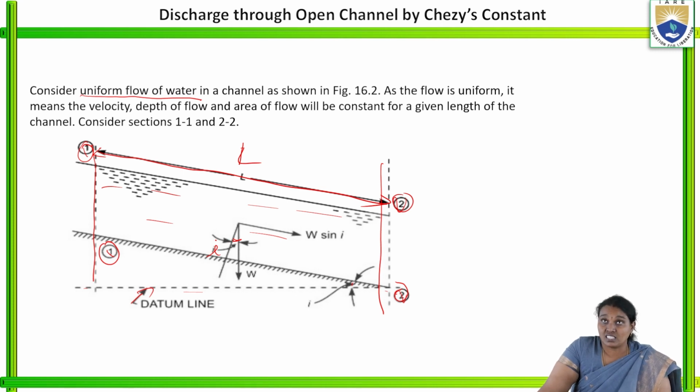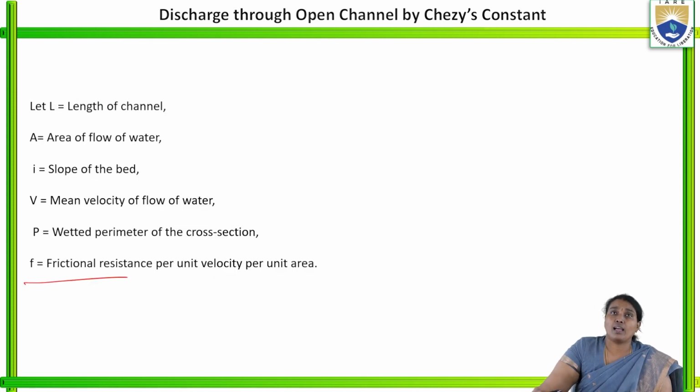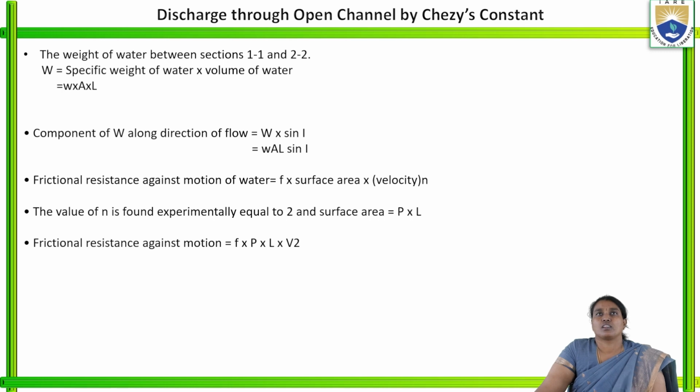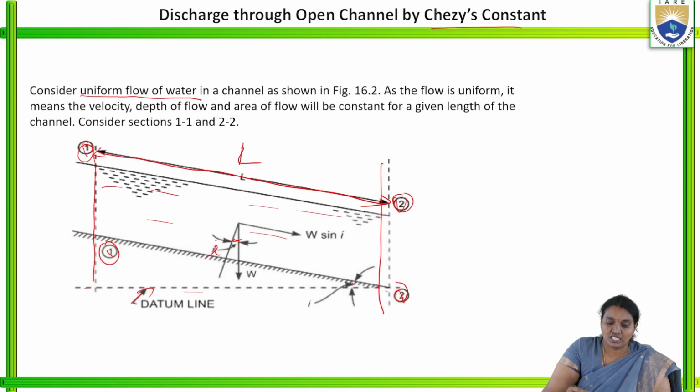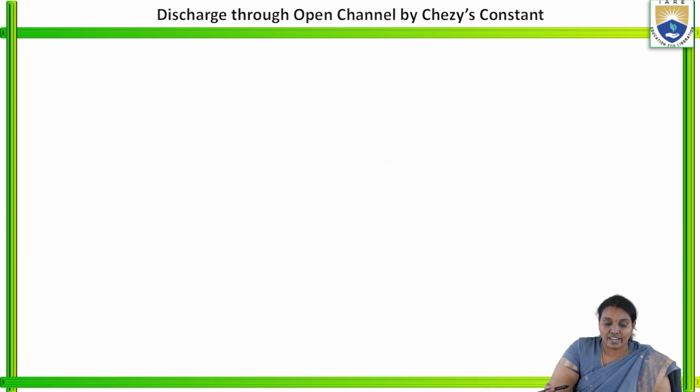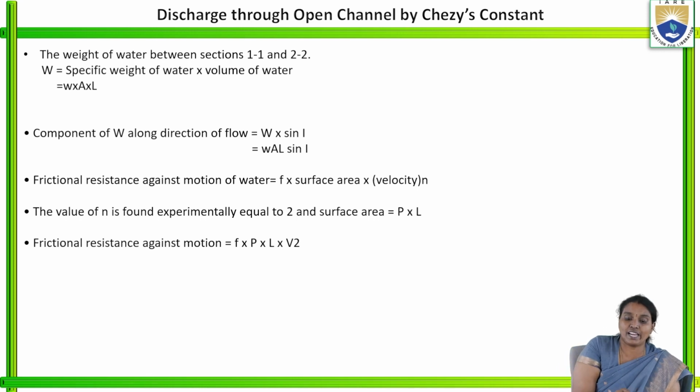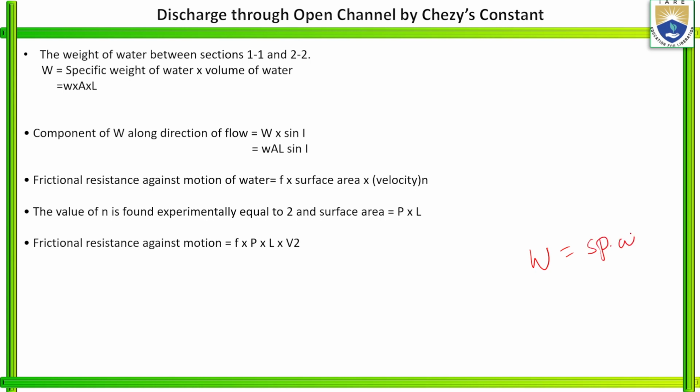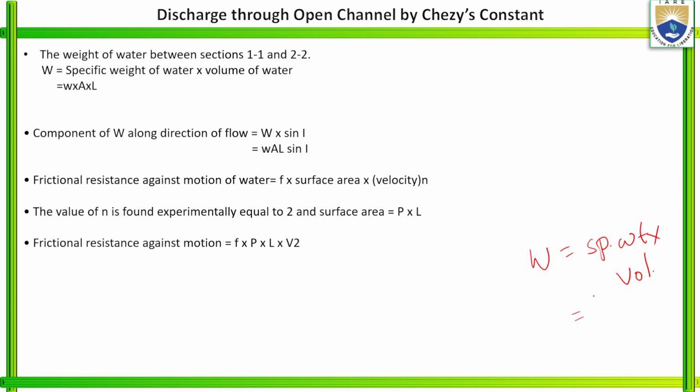So now we are finding discharge through an open channel by Chezy's constant. These are all the parameters. In this, consider the weight of water between section 1-1 and section 2-2. The weight of the water between the two sections is equal to the specific weight multiplied by the volume of the water, that is, specific weight multiplied by area into length.